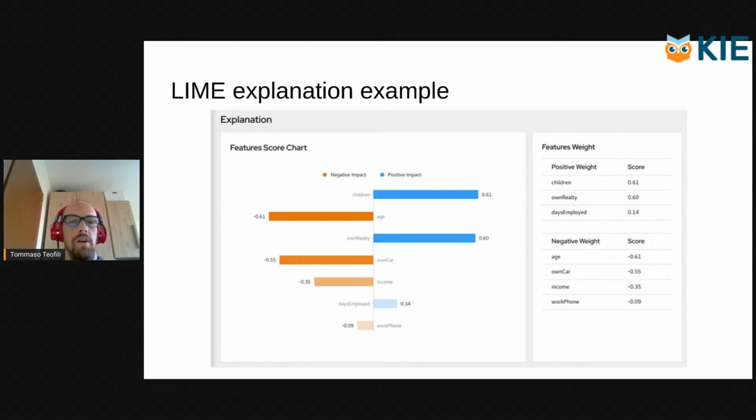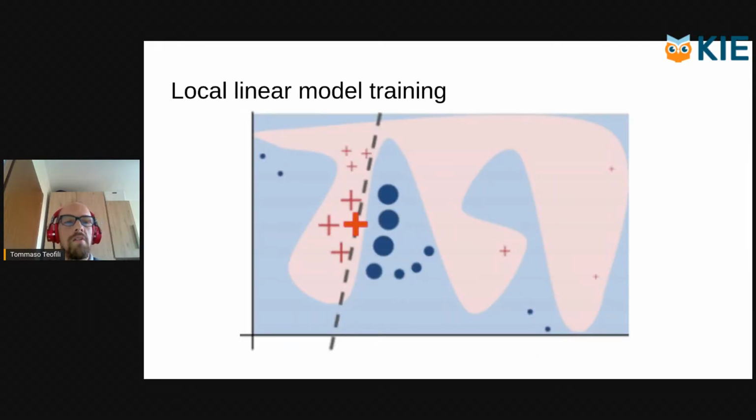So the output is, again, this sort of feature score chart. The way it's generated is, for example, in this scenario here, we have actually only two features. So this is, of course, a simplified example. But if we would have two features, we would have that one of the weights comes from the intercept of the line, and the other from the angle of the line.